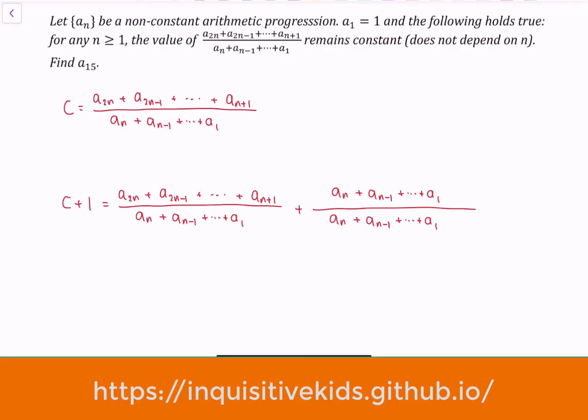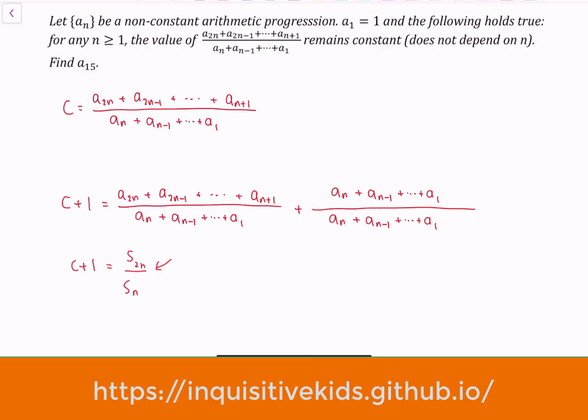Now, since both fractions have the same denominator, we can combine them. On the top, we're left with the sum of the first 2n terms, so we can denote it as s sub 2n. And the bottom is s sub n, the sum of the first n terms. Because we know that c is constant, c plus 1 is also constant. Therefore, the value of this fraction must not depend on n.